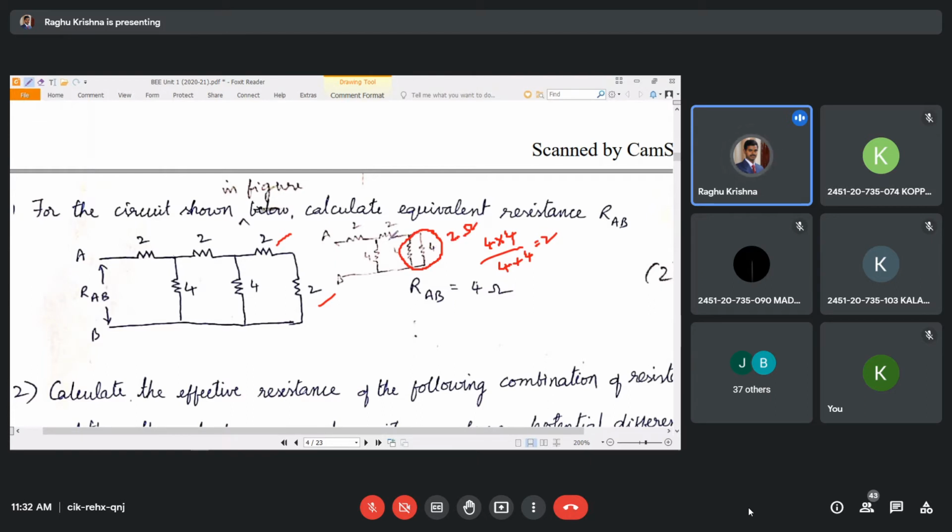So 2 and 2 are in series, so 4. Again 4 and 4 are in parallel, so 2. 2 plus 2, 4 ohms. So Rab equal to 4 ohms. Any doubt in this Rab equal to 4 ohms, you can ask me.